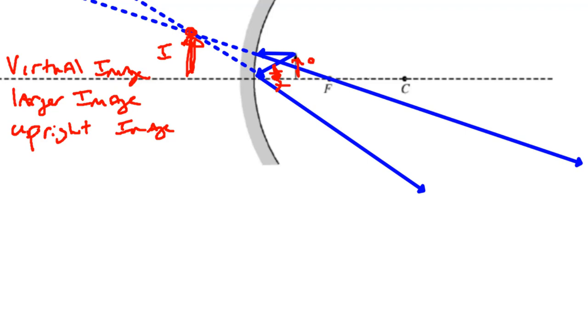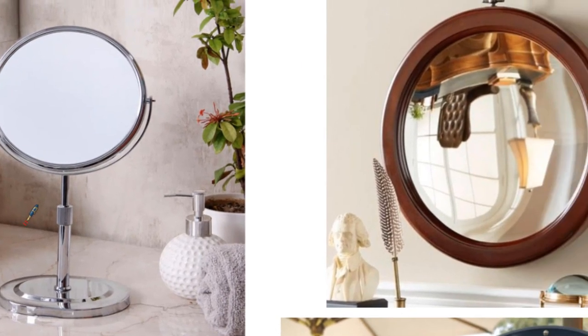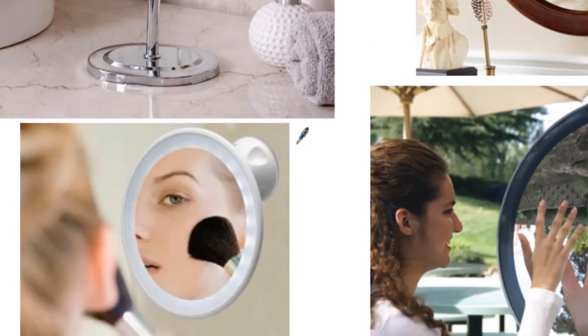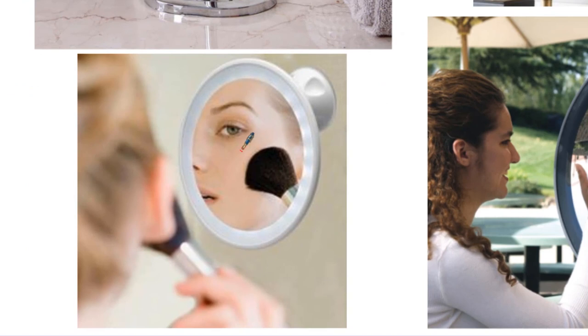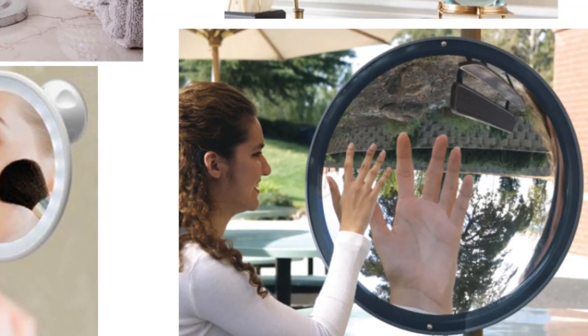If you're a woman, you know this type of mirror because you see it in bathrooms. One time I was in a hotel room and they had this big concave mirror, and guess what? When I walked really far away, everything was upside down. And then when I walked really close, everything was magnified, so you could put on your makeup and stuff like that. You can see in this picture, her hand is really, really close. It's really, really magnified. But look at the bench. The bench is really far away, past the focal point, which means it's upside down.